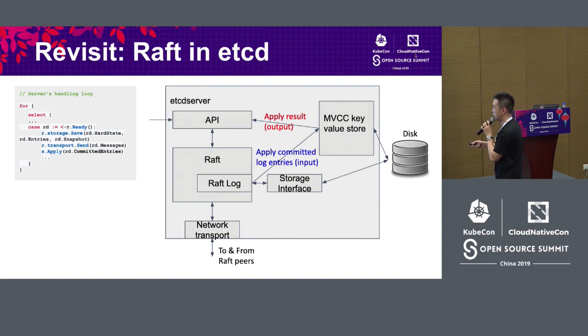You need to save the state, save the entries. And then the next step is that this is your own implementation of the network transport between the raft nodes. You need to send those messages. Remember, you are responsible for actually delivering those messages. And then for all the committed entries, it's safe to apply them.